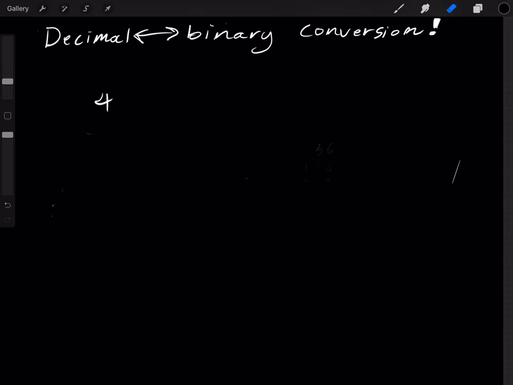So let's do 14 base 10 to binary. There's two methods of doing this. This is what I call the tree method, and then the backwards method, right? So let's do the backwards method here.